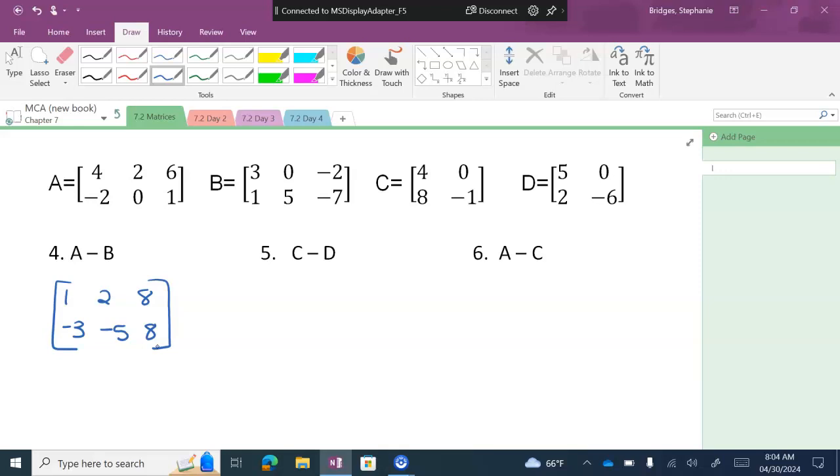Can I do C minus D? Yes. First row, starting there, each element: 4 minus 5 is -1, 0 minus 0 is 0, 8 minus 2 is 6. -1 minus -6 gives me 5.